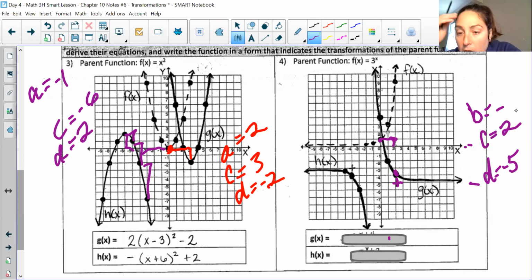So we put that all together, and let's see if there's actually a multiplier for our a or for our b. Looking at our point here, we went right 1 up 2. Here we're going left 1 up 2 because of that reflection.